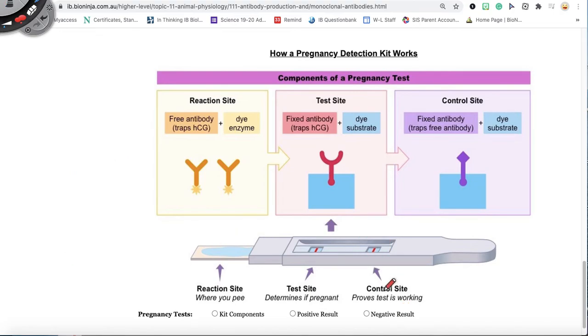So again, two lines is a positive result, which means you're pregnant. One line only, in the control site, means a negative result. It means that you are not pregnant.